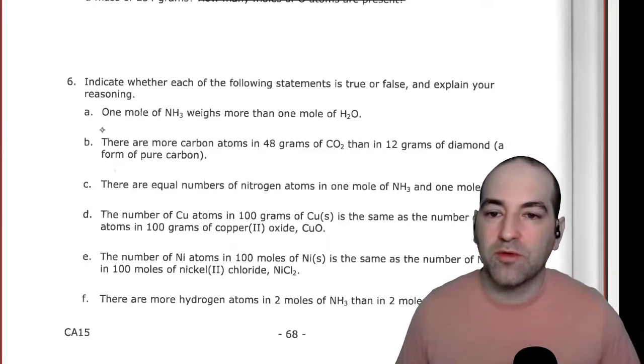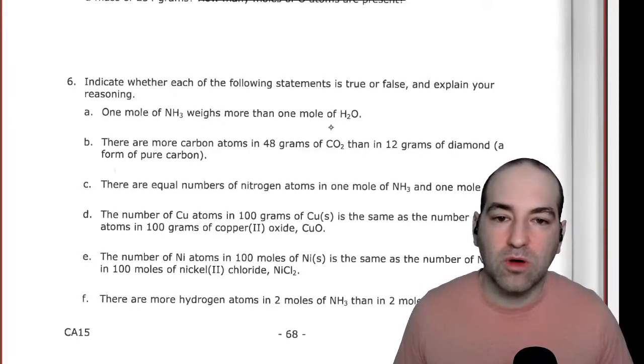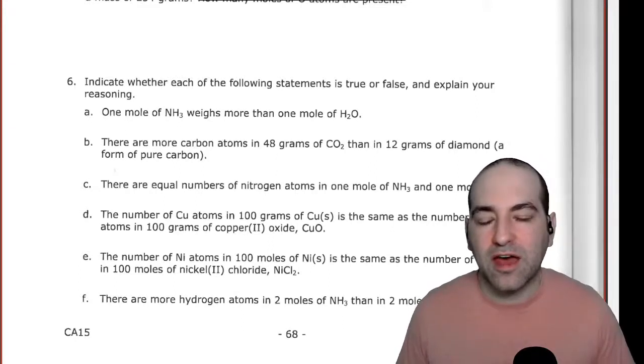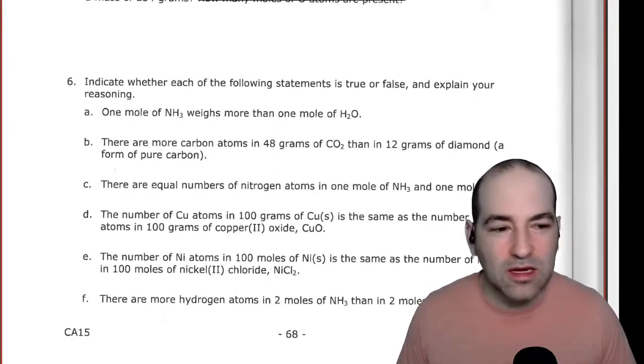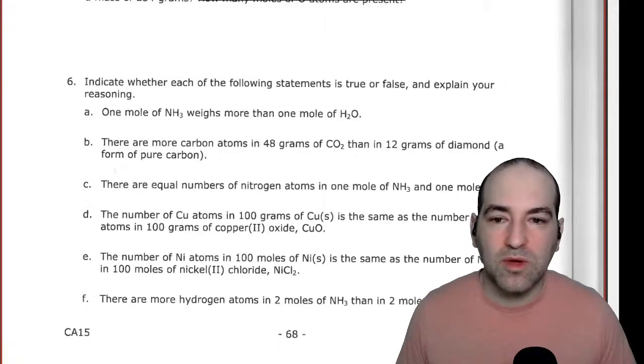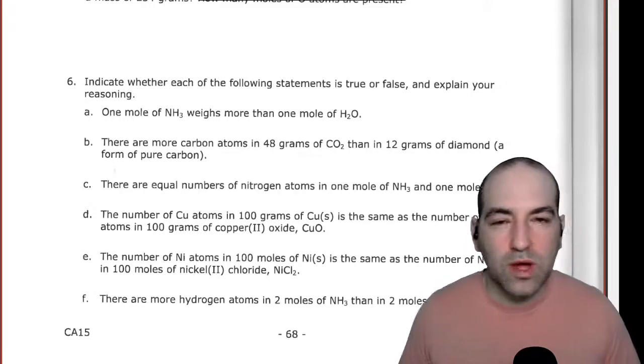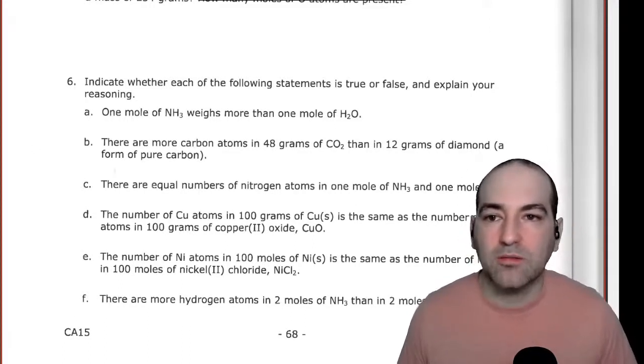So if we want to know if 1 mole of NH3 weighs more than 1 mole of H2O, how do we figure that out? How do we think about that? What does it mean? We have 1 mole of each, so are the weights going to be the same or different? Is one going to be more or less? How do we figure that out?